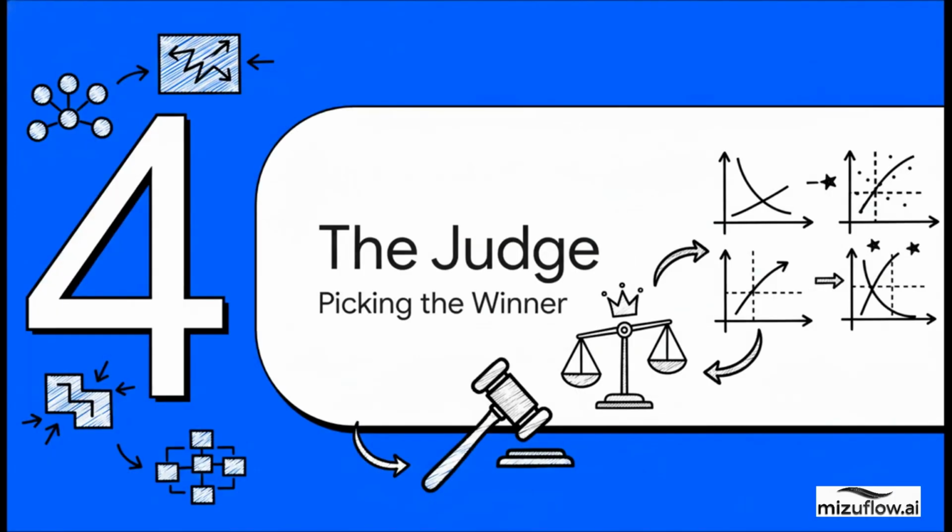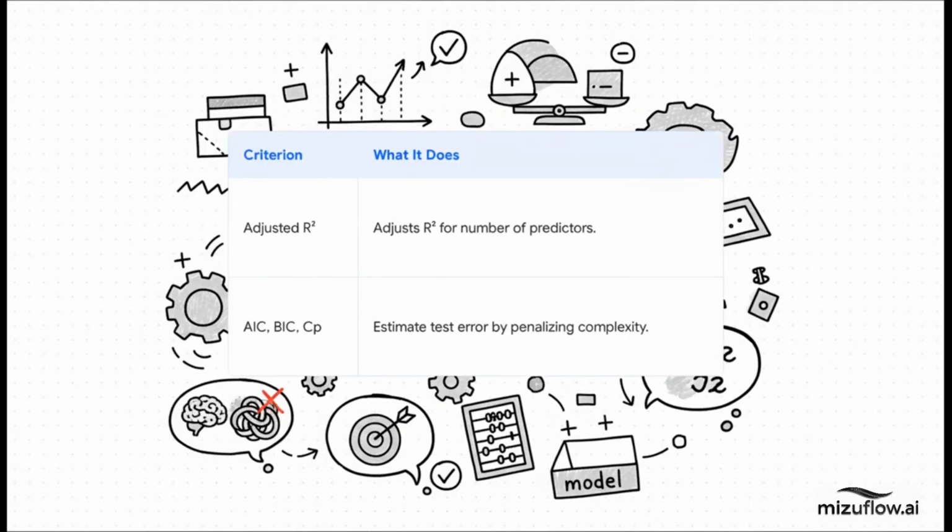So now we've got all these different ways to build a model. We could be looking at dozens of candidates. We have models from subset selection, models from Ridge, models from Lasso. So who wins? How do we actually pick the champion? We need a fair, objective judge. Well, to do that, we need some judges. And in our world, those judges are statistical metrics.